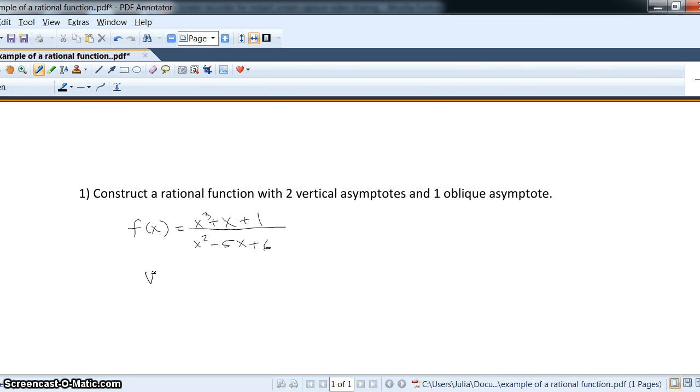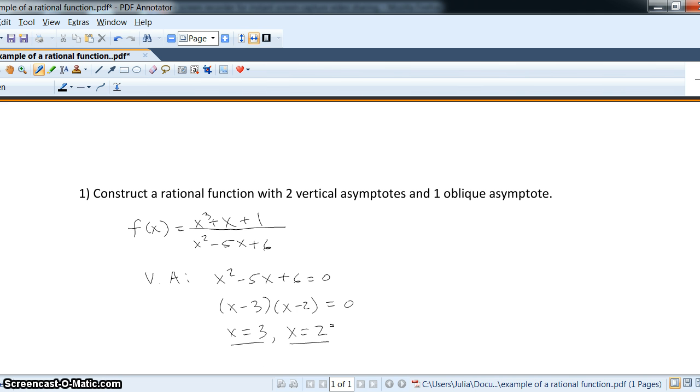Well, in order to find vertical asymptotes, VA for short, we can set the denominator equal to 0. So all we need to do is to be able to factor it, which factors as x minus 3, x minus 2. So we have two zeros, which give us two vertical asymptotes, namely x equals 3 and x equals 2. So these are our vertical asymptotes right here.